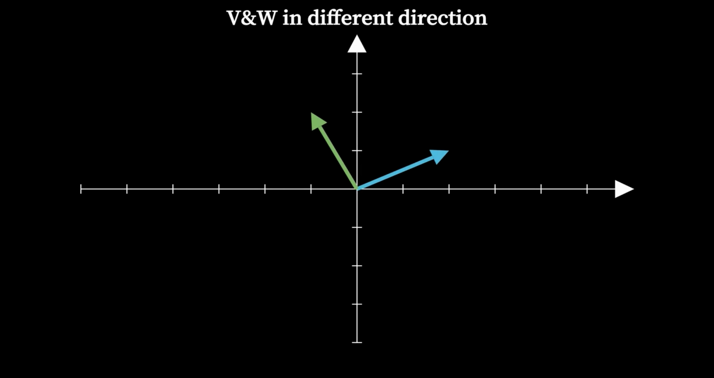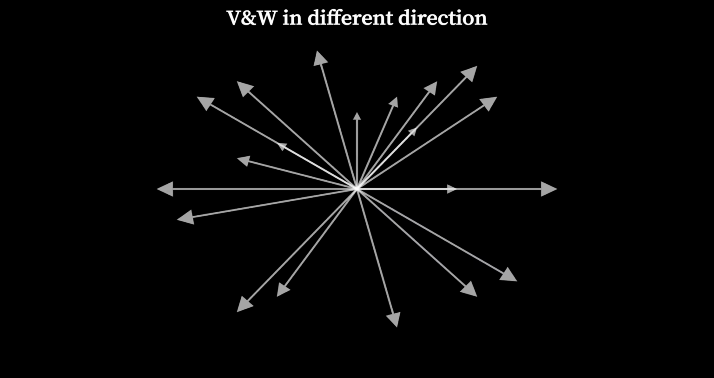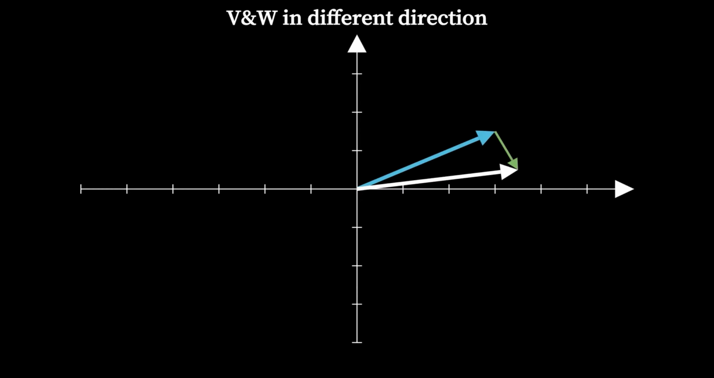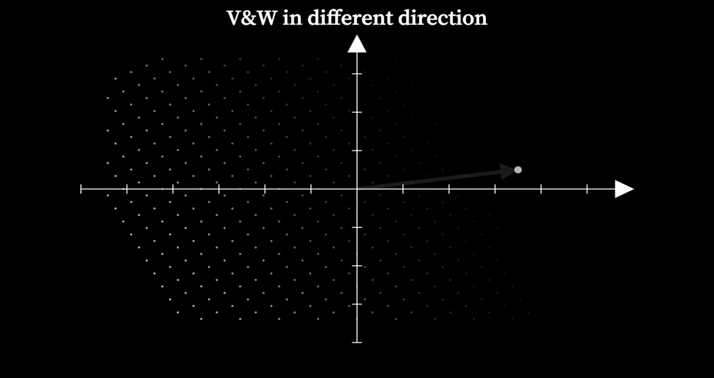But if v and w don't lie along the same line, changing their coefficients allows us to create every possible vector in 2D. Yes, every single one. I'll show you why this works in the next video. If we represent each of these vectors by its endpoint, the endpoints fill the entire 2D plane.